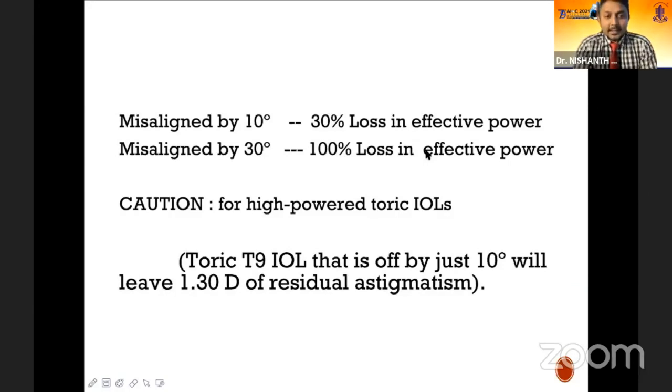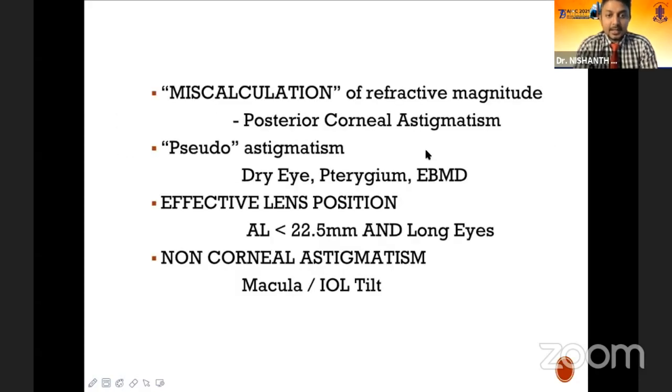We all know that a misalignment of 10 degrees will cause around 30% loss in effective power. And a misalignment of 30 degrees is a complete re-rotation of the lens, where there will be 100% loss of effective power. For higher power toric IOLs, like T9, if it is off by 10 degrees, there will be a leverage of 1.3 diopters. So even in cases of T2 or T3 lenses, a 10-degree misalignment might be okay, but not in higher astigmatic cases.